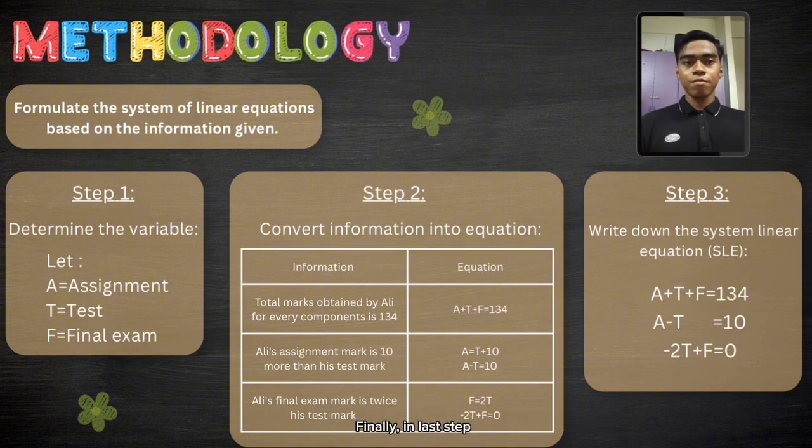Finally, in the last step, we combine all three equations to form one complete system of linear equations, which is A plus T plus F equal to 134, A minus T equal to 10, and negative 2T plus F equal to 0. So, this system of equations will then be solved using linear algebra methods to determine Ali's marks for each assessment component.